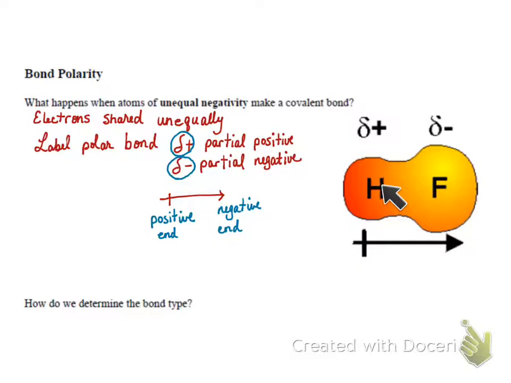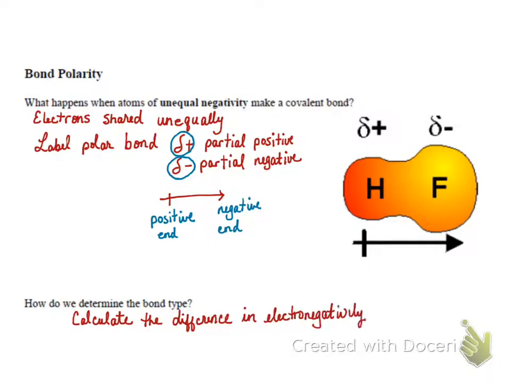Another way you can label the bond is this polarity arrow, which puts the arrow end towards the negative side, and then the positive end gets a little plus. So in this case, fluorine is more electronegative, so it gets the arrow end. And you can determine the type of bond by calculating the difference in electronegativity, the absolute value of the difference, delta EN, the change in electronegativity.